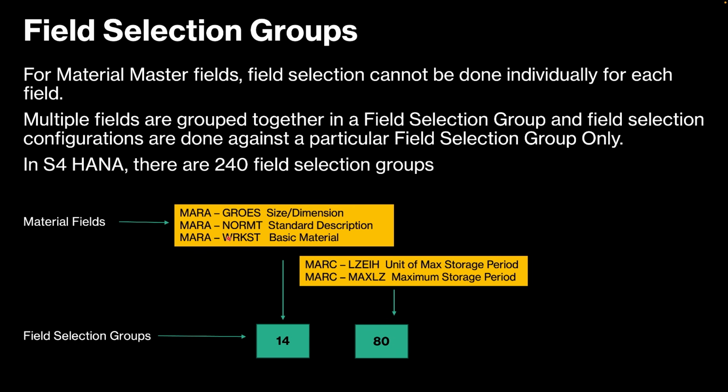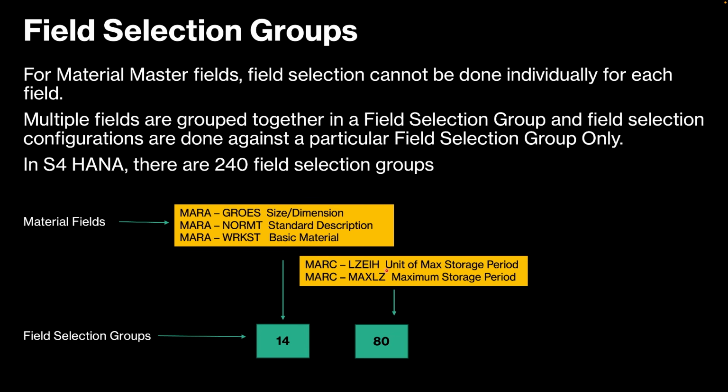Okay, so you can see here we have these three fields, that is size or dimension, standard description, and basic material. All these three fields are lying in this table MARA, and what SAP has done, SAP has combined all these three fields in a standard field selection group numbered 14. Okay, so what essentially you can do, you cannot do field selection for these fields individually. What you have to do is you have to find to which field selection group this field belongs, and then you can do field selection for this particular field selection group only.